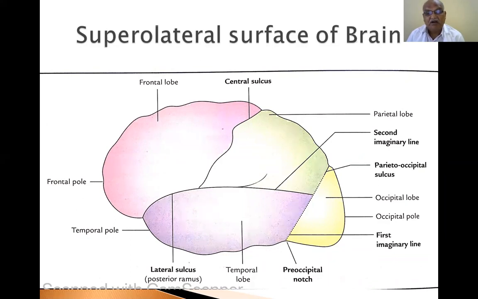Now, this is the lateral sulcus, extending deep into the cerebral hemisphere. Below the lateral sulcus is the temporal lobe. So, in front of the central sulcus is the frontal lobe. Behind the central sulcus is the parietal lobe. Below the lateral sulcus is the temporal lobe.